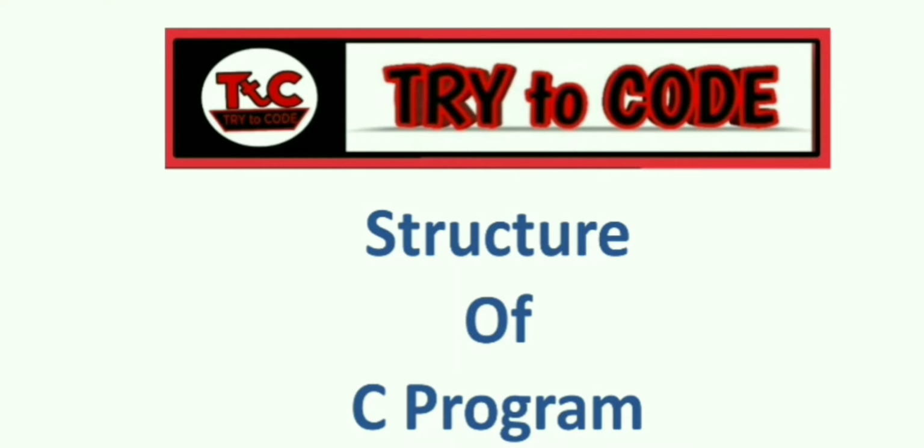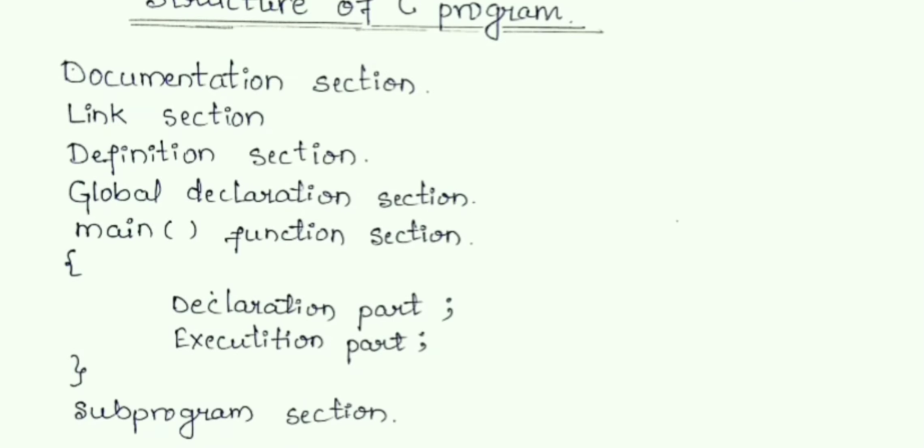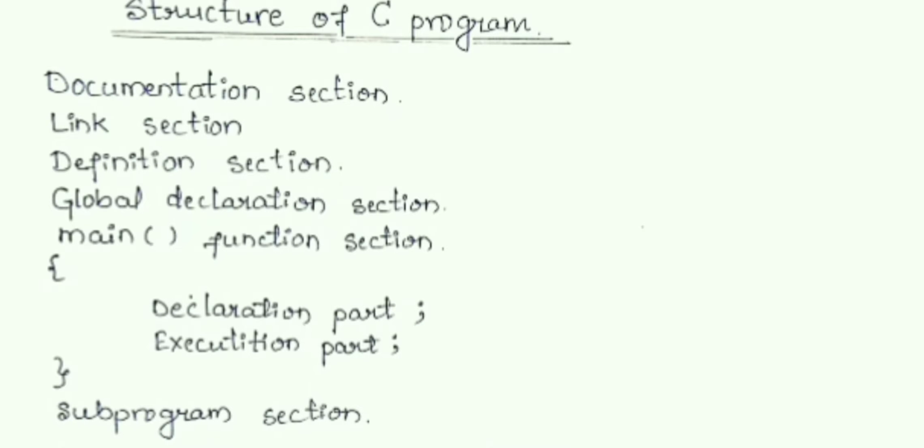Hello students, in this video I am going to explain to you about the basic structure of a C program, which is a 5 marks question. The structure of a C program contains the documentation section, link section, definition section, global declaration section, main function, and in the main function two parts are there. Those are the declaration part and the execution part, and the last one is the subprogram section.